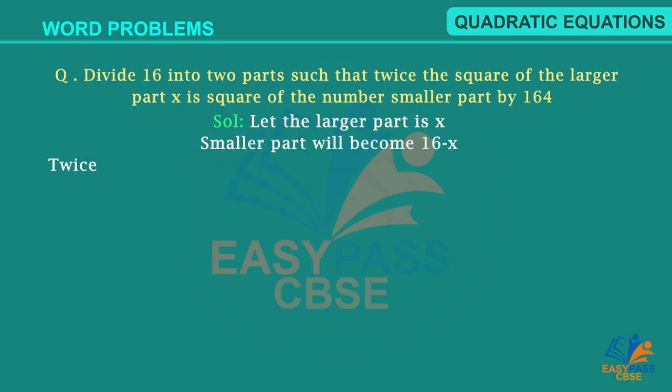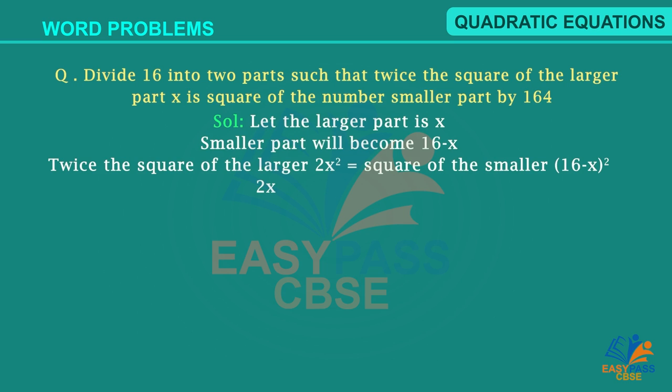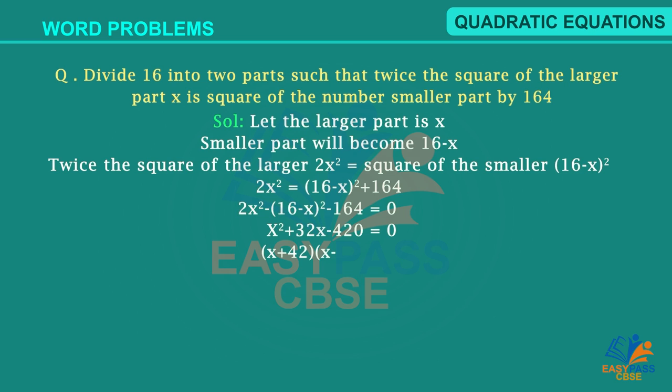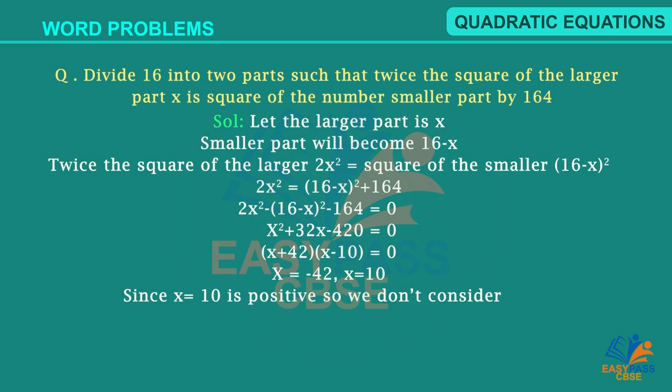What is given: twice the square of the larger, 2x square, is equal to the square of the smaller, (16 minus x) whole square, plus 164. Therefore, 2x square equals (16 minus x) whole square plus 164. On simplifying, you will get x square plus 32x minus 420 equal to 0. By solving it, you will get x is equal to minus 42 or x is equal to 10.